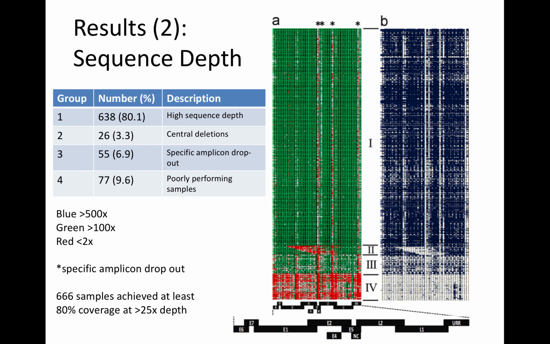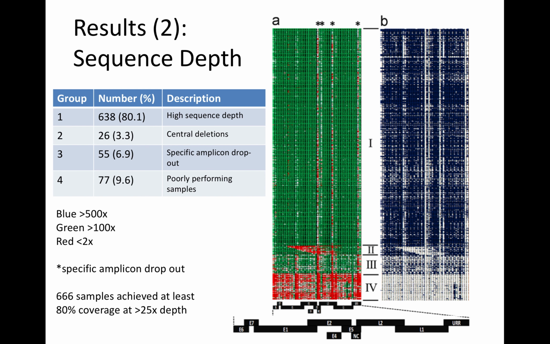The figures shown here are heat maps which demonstrate the sequence depth. Samples are on the y-axis, amplicons are on the x-axis, corresponding to areas on the HPV genome. Cells highlighted in green indicate a good 100 times depth. Red indicates less than 2 times depth. The sequence depth was high in 80% of samples. A further 6.9% of samples had high quality data but with specific amplicon dropout.